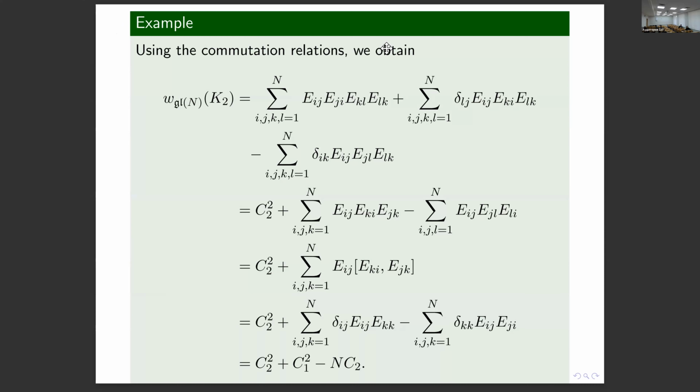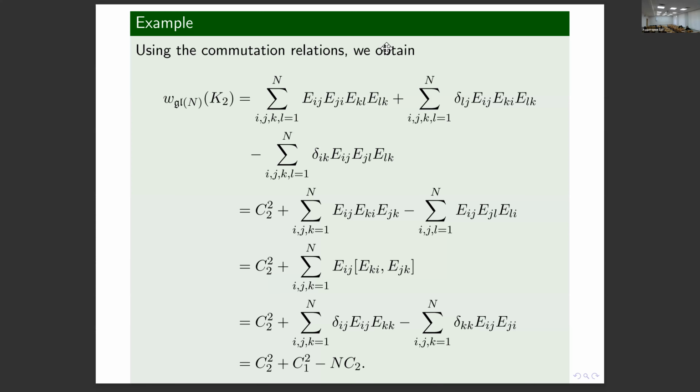But even for this example, it's seen from the answer that the dependence on n, the capital N, is not so hard. The element belongs to the center of GLN, but the dependence on n is not so complicated. If you write it in terms of Casimir elements, the dependence on n is polynomial, or in this case even linear.